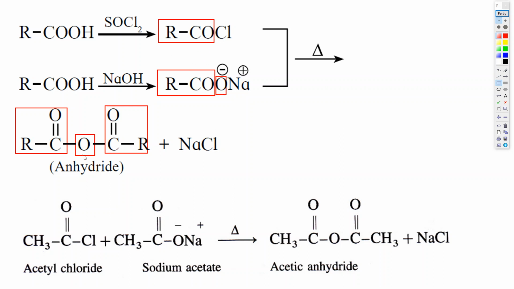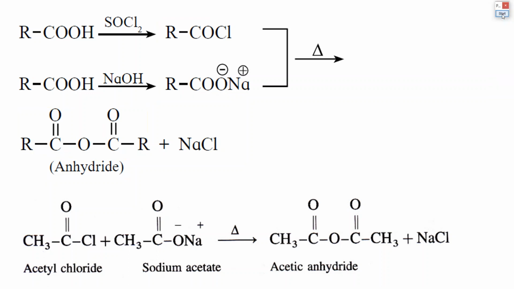This has three oxygen atoms. It will form an acid anhydride. Now its example. The example is very simple. How is acetyl chloride formed? This is the general acyl chloride reaction: acyl chloride is formed from acetic acid and thionyl chloride.